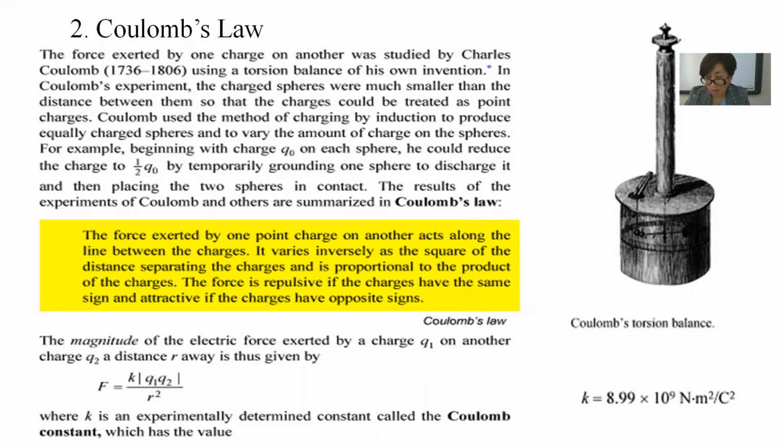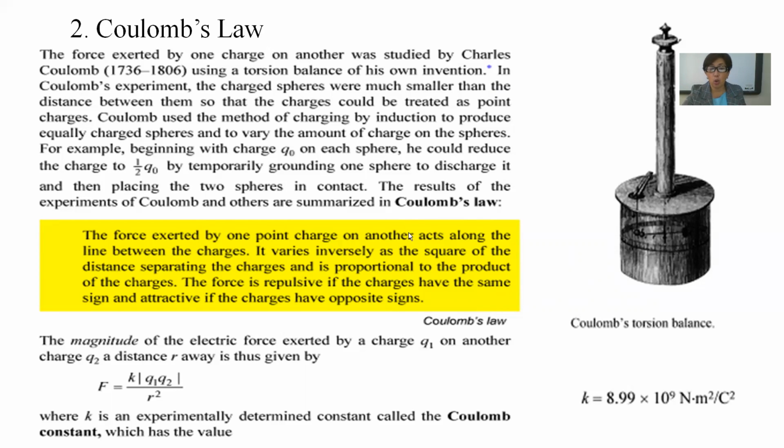Maybe we take one positive and one negative charge, and the value is positive because we take the magnitude of the electrical charge. K, the Coulomb constant, is approximately 9 multiplied by 10 to the power 9 newton meter squared divided by coulomb squared. This is the result of Coulomb's experiments.